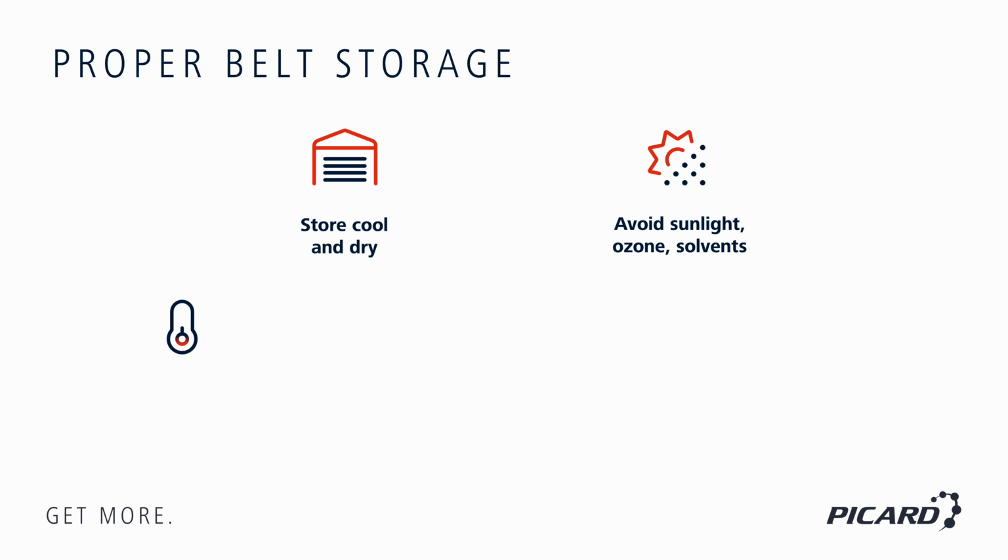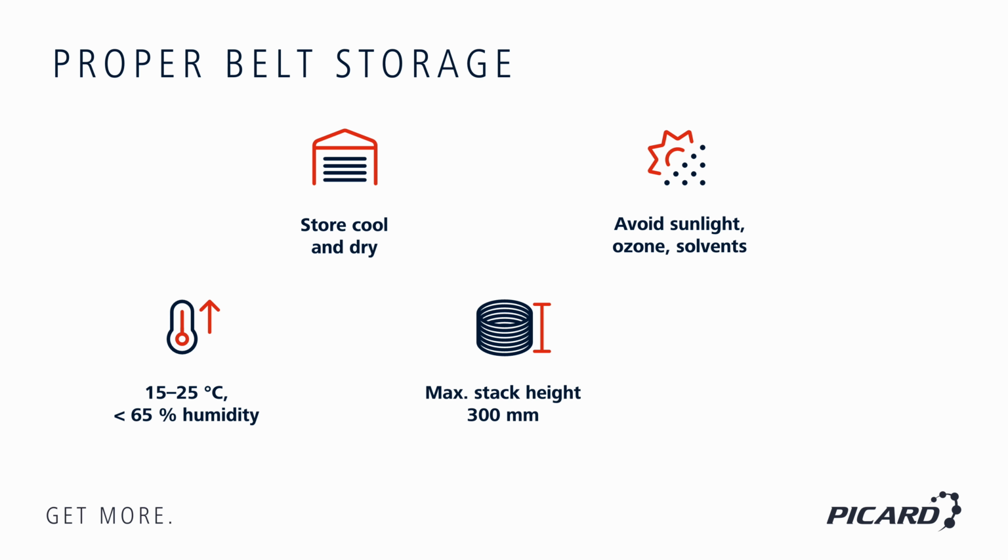The ideal storage temperature is between 15 degrees Celsius and 25 degrees Celsius, with a relative humidity below 65%. If belts are stacked, the stack height should not exceed 300 millimeters to prevent deformation. Alternatively, belts can be stored hanging, but only with large enough supports to avoid creases.